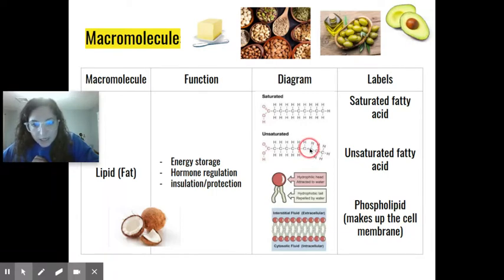So that's called a double bond. And as you can see, it changes the shape of the molecule. And you'll notice there are fewer hydrogens in the unsaturated fatty acid compared to the saturated fatty acid.